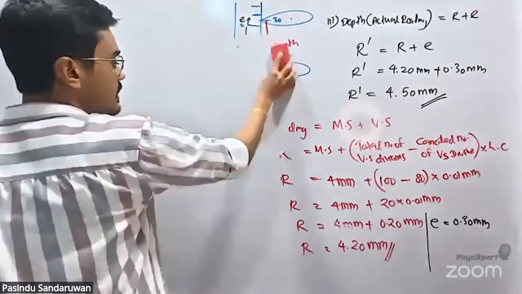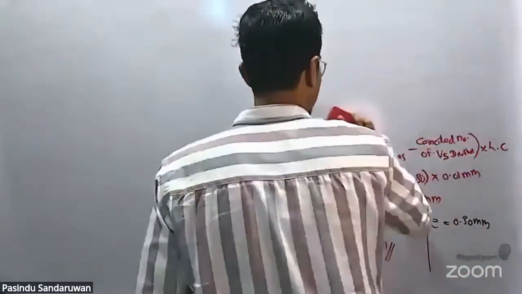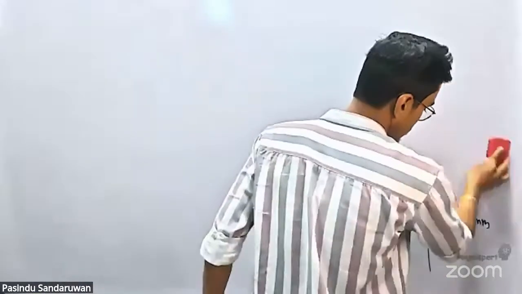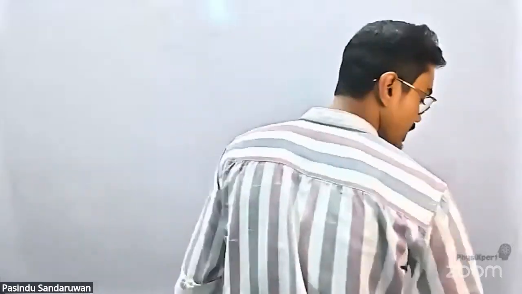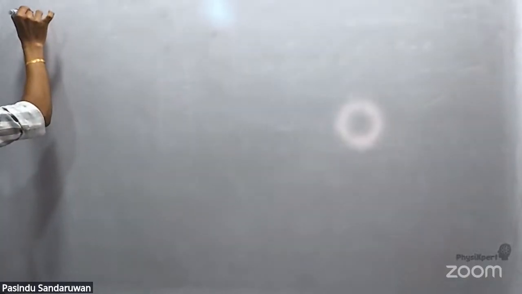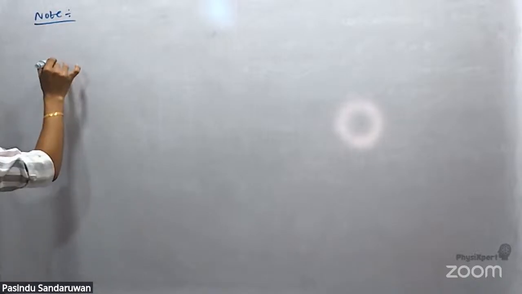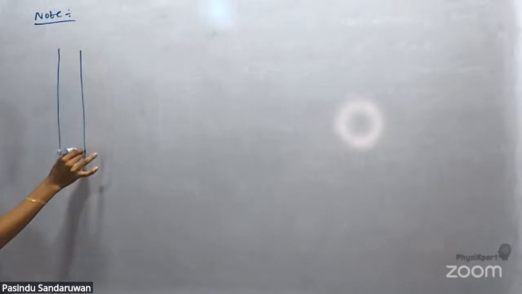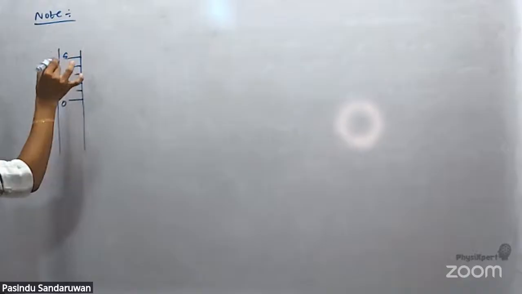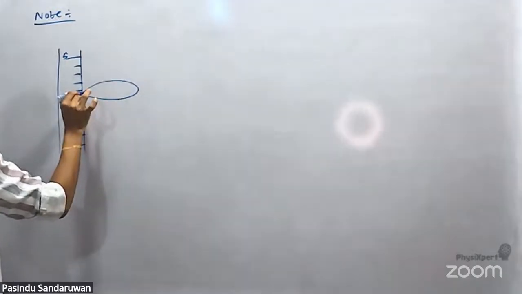Just know this for your reference. I'll read this again for your understanding. Now, if you have this type of an error in the instrument, see, 0, 1, 2, 3, 4, 5, 1, 2, 3, 4, 5. Say you have this type of an error.